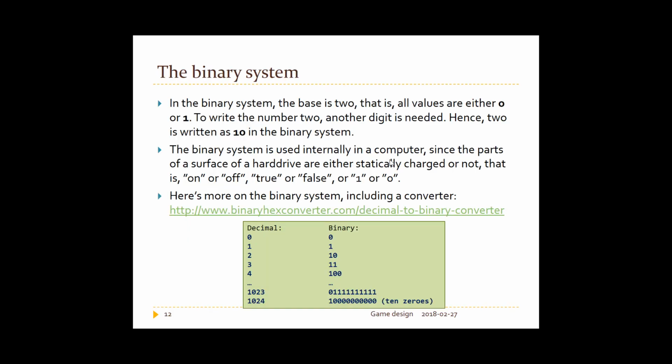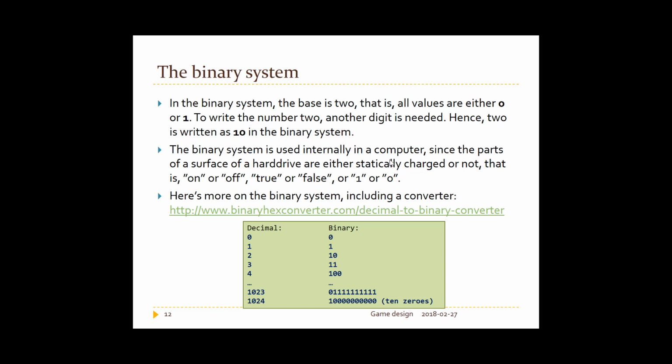Interesting. And in the binary system, the base is 2, meaning it's not 10, it's not 16, it's 2. So all values are either 0 or 1. So to write the number 2, you need another digit. So 2 is written as 10 in the binary system, as you see in the chart below.